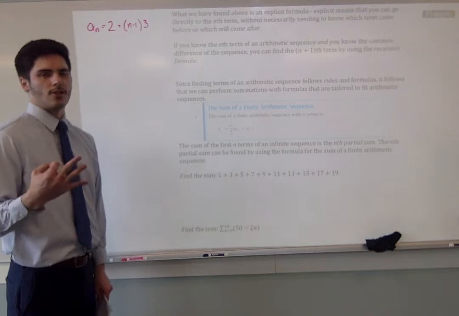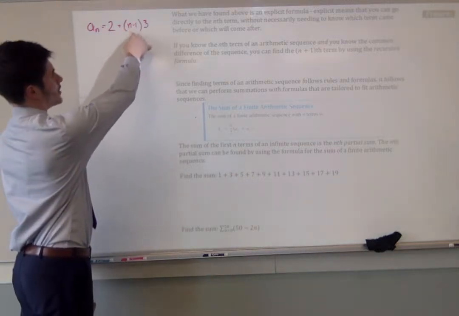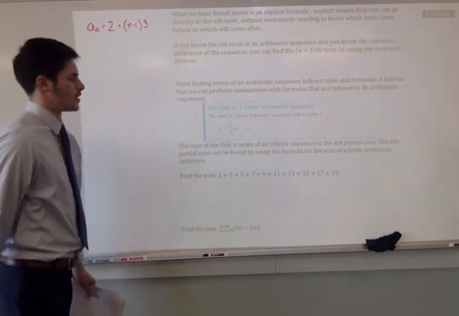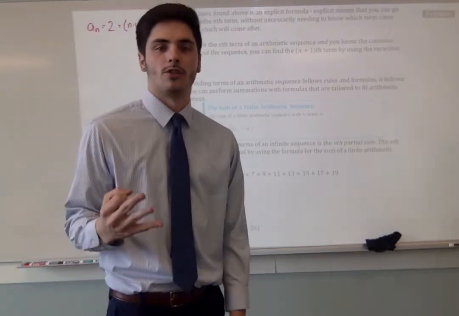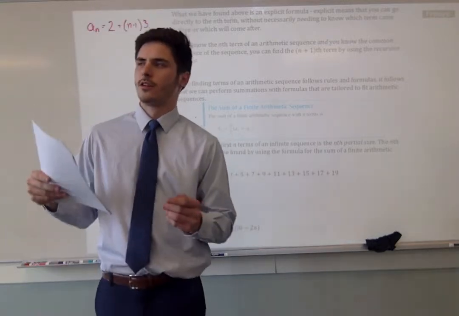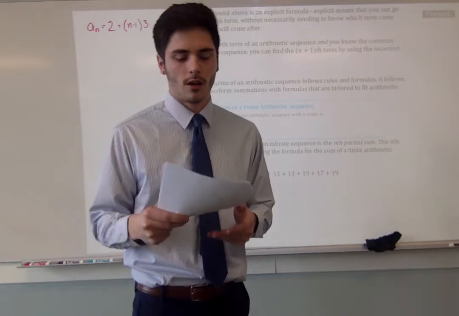We could just go straight to the third term by plugging in a 3 here. So 2 plus 3 minus 1 times 3 will end up being 8, and a sub 3, the third term, would just be 8. And that's how we can go straight to the value we're trying to find with the explicit formula.